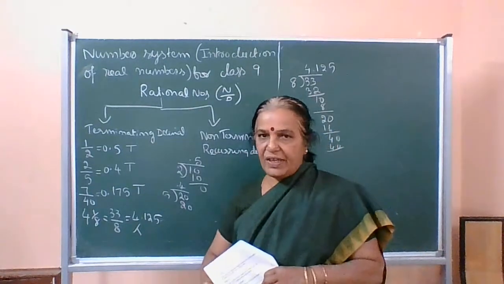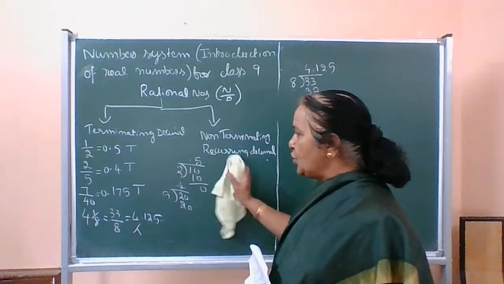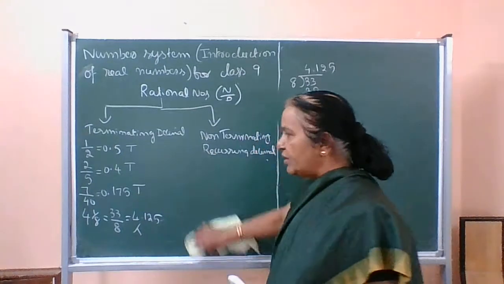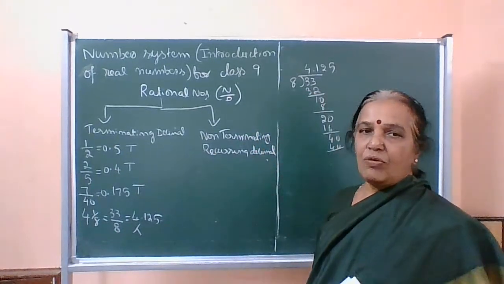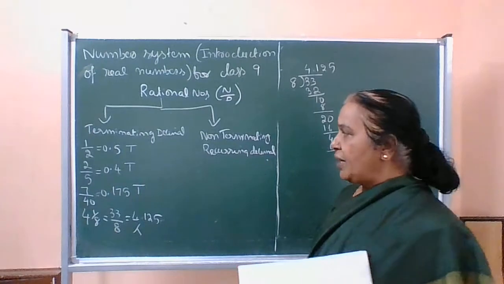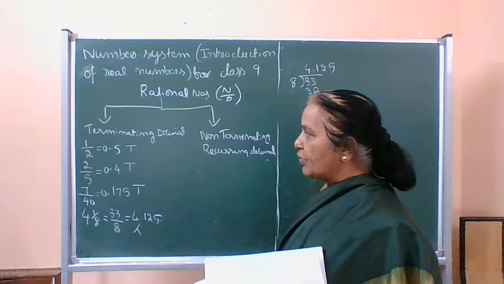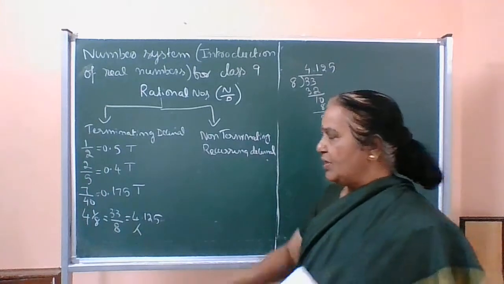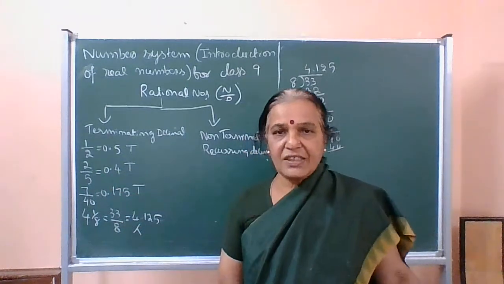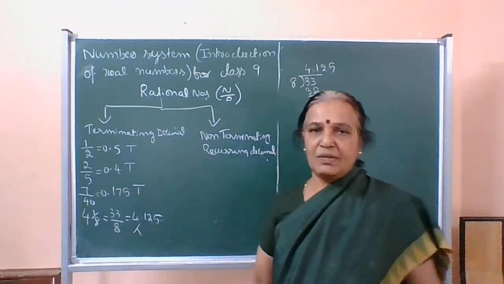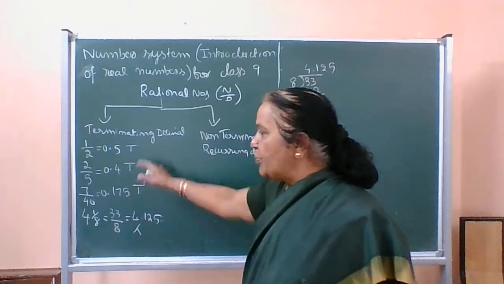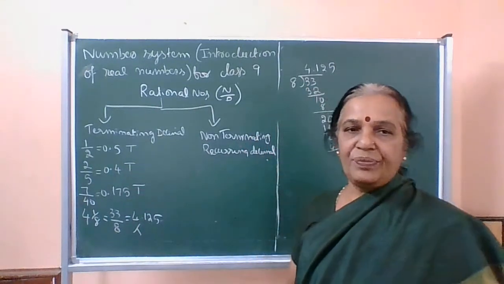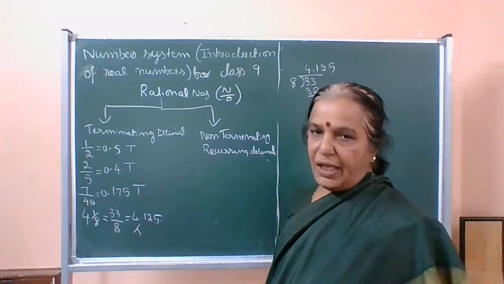In all these, what happened? When you divide the numerator by the denominator, the process of division came to an end. Therefore, all these are called terminating decimals. All these fractions, when you convert them into decimals, the process of division has come to an end.